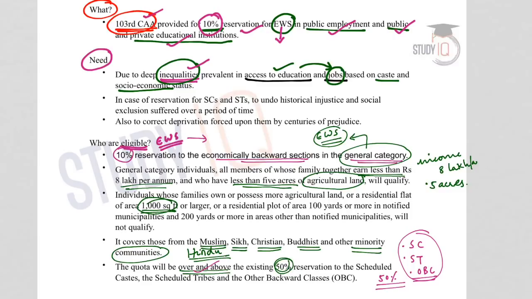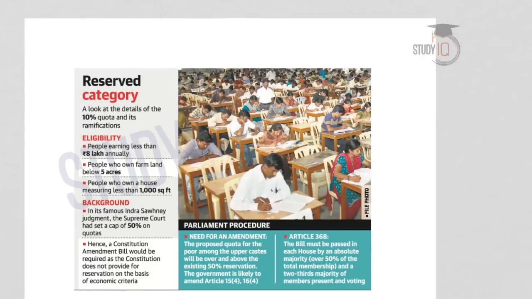That means this 10% will not be included in the 50%, but it will be 50 plus an additional 10. The new reservation will not be carved out of the existing reservation. It will not affect the existing reservations. Now briefly looking into the details: eligibility, people earning less than 8 lakh annually. This is the income criteria. According to the land criteria, people who own farmland less than 5 acres. Thirdly, people who own a house measuring less than 1000 square feet. So this is the eligibility criteria.